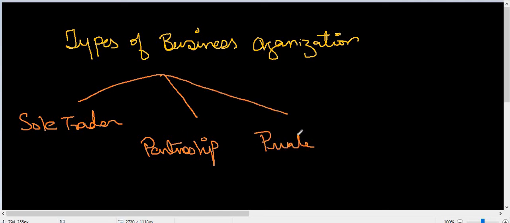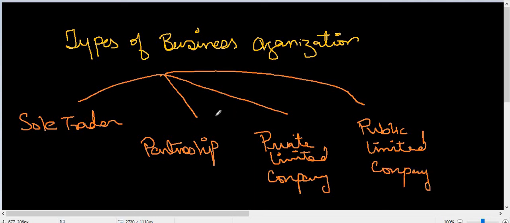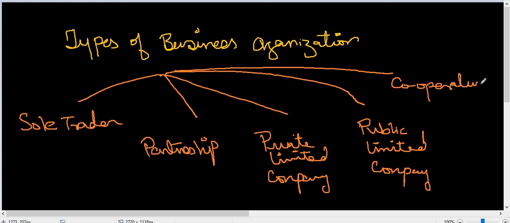Private limited company. This means a company which would sell its shares but privately. Public limited company. It would mean a limited company, and I will discuss all that in detail. This means that it will openly sell its shares to the general public. And cooperatives. These are cooperatives. Mostly they are non-profit organizations. Sometimes they are not. We'll discuss all of these one by one.